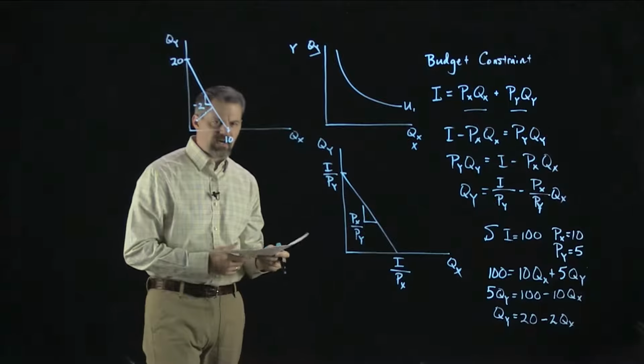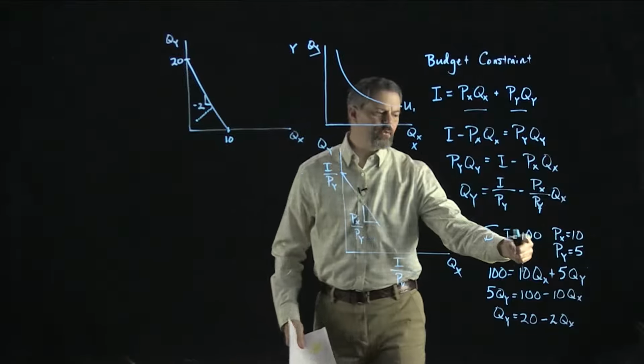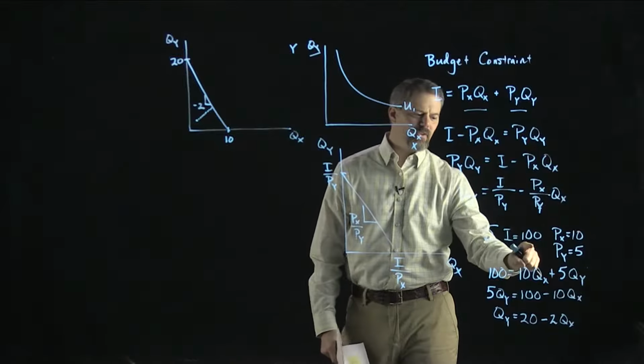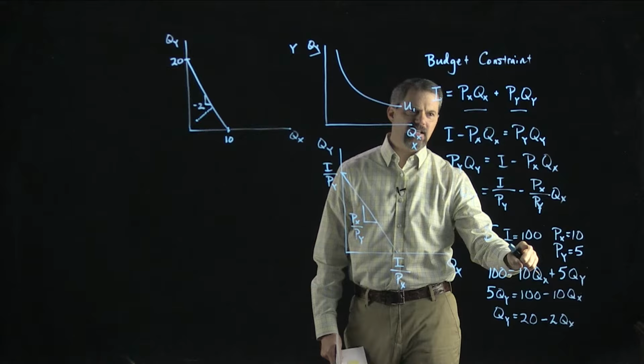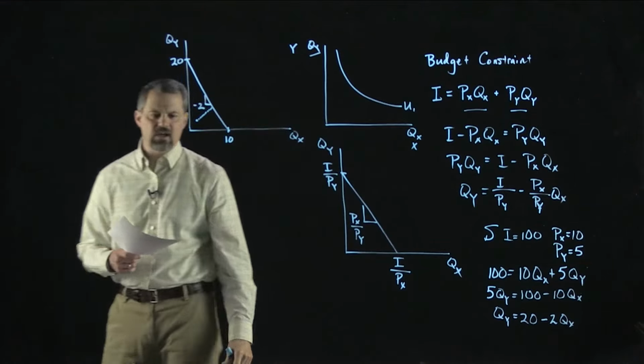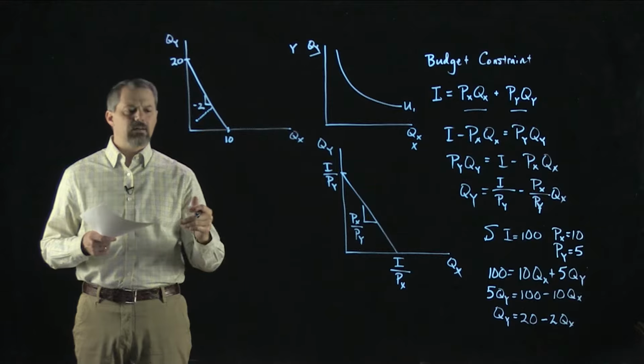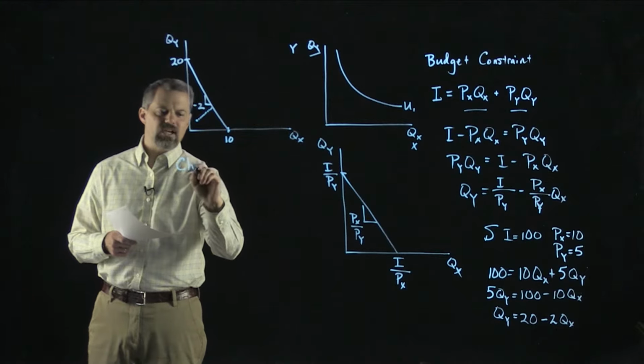First, we want to talk about how the budget constraint changes if any of these three things change. So we'll think about what happens if income changes. We'll think about what happens if either of the prices change. Let's start by thinking about what happens if income changes. So let's talk about a change in income.